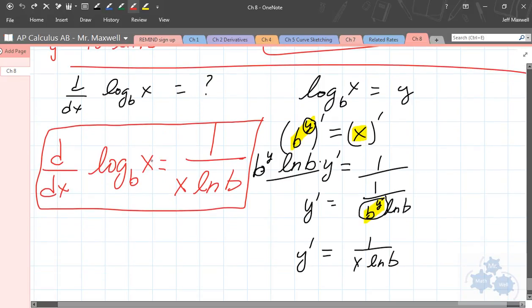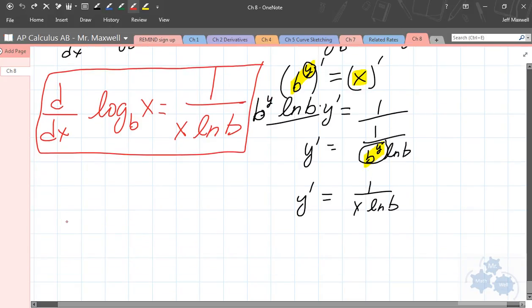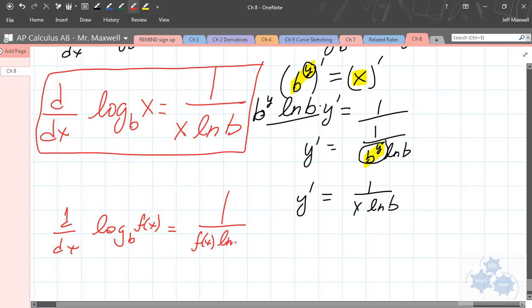And if this was something other than x, then what would you do? If it was u, some other function, then this would be u, the function, and then you would times u prime, right? So you do the chain rule if it wasn't x, which I can write down if you want. d over dx of log of some function, and let me put it in f of x terms for you. The derivative is going to be 1 over f of x ln b times the derivative of f of x.